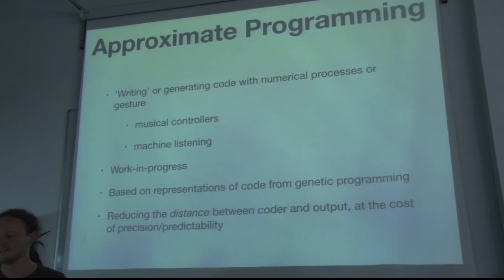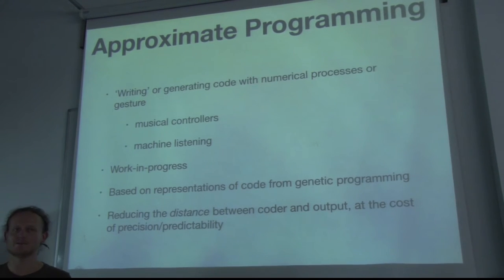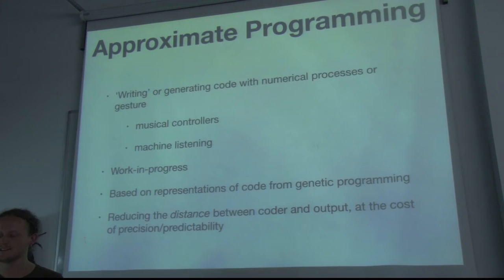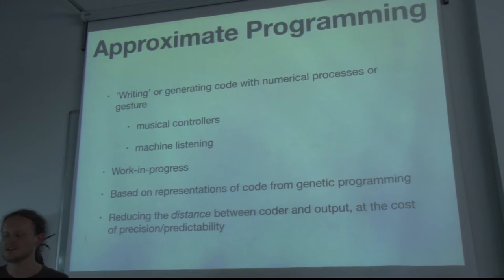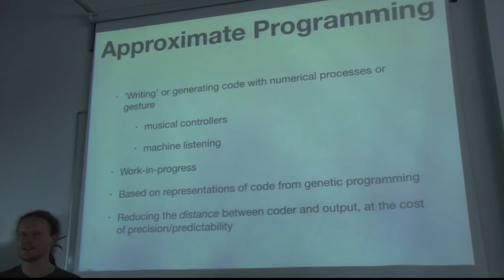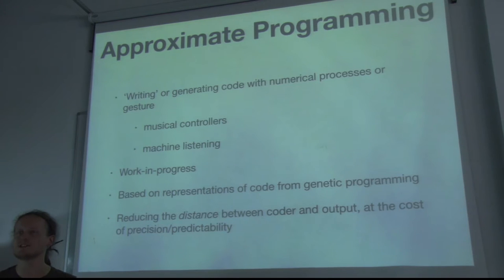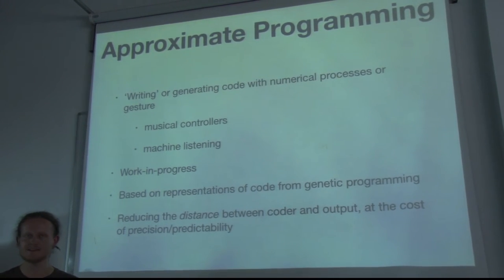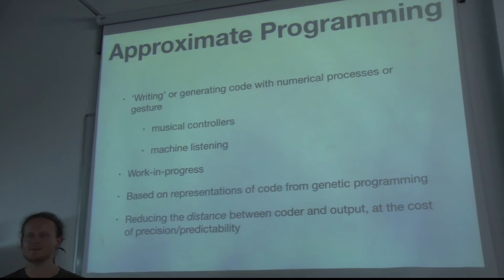So you might want to use a musical controller, or you might want to use a machine listening process, or an image, or something like that, or a video. This is very much a work in progress, and it's based on representations from genetic programming, or something called gene expression programming. And what it's about, really, is reducing the distance between coder and an output. So maybe trying to express code quickly at a cost of precision and at a cost of predictability.